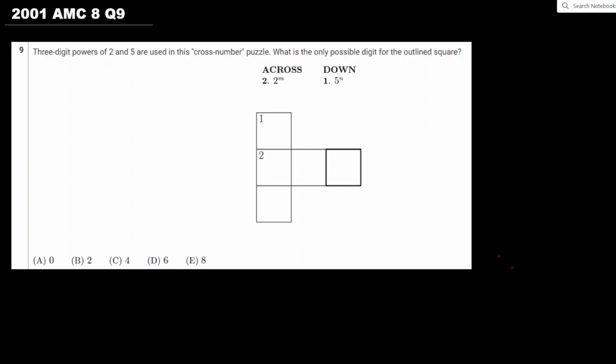Minutes or less. Our next problem is from the 2001 AMC, question number 9. 3-digit powers of 2 and 5 are used in this cross number puzzle. What is the only possible digit for the outlined square?